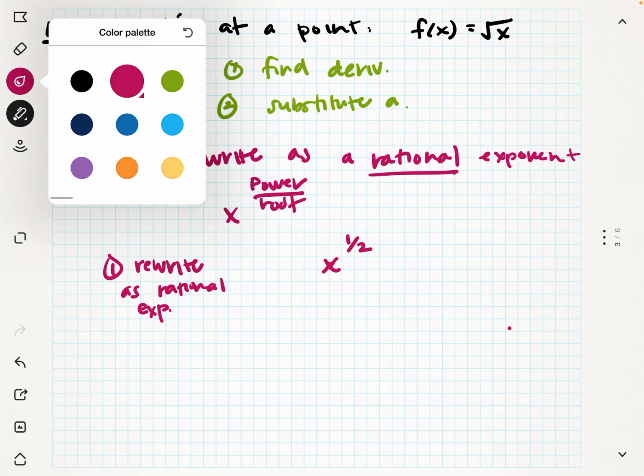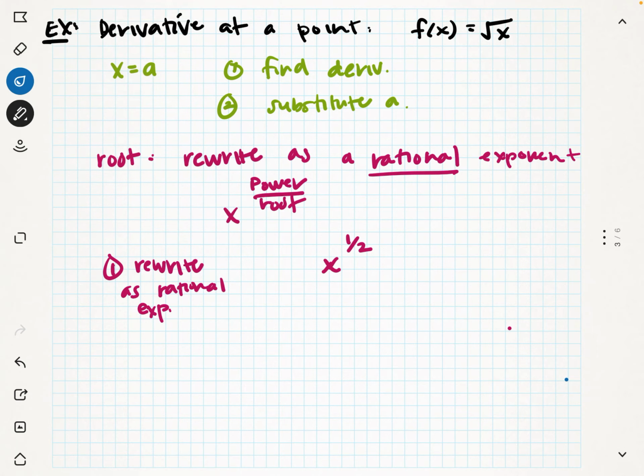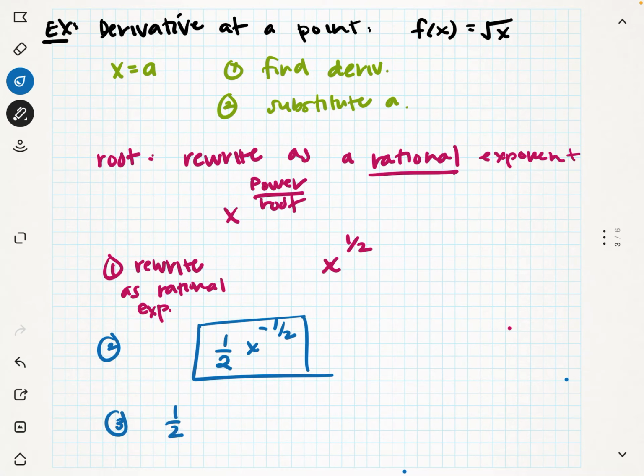Okay, step 2. We're going to apply our power rule. So we're going to drop down the 1/2 in front of our x. And then we're going to take 1/2 and subtract the 1. So 1/2 minus 1 is negative 1/2. Oh, and then, sorry, step 3, we forgot to substitute the a, so it's going to just be 1/2 a to the negative 1/2. And that is it.